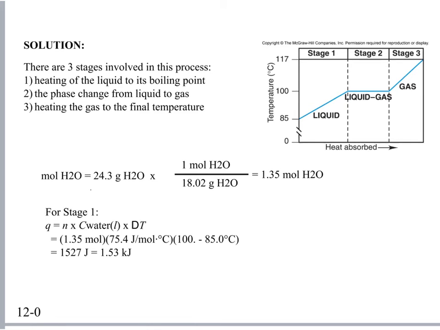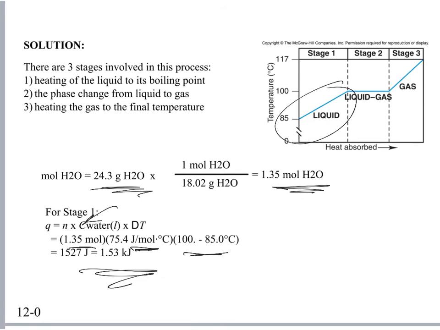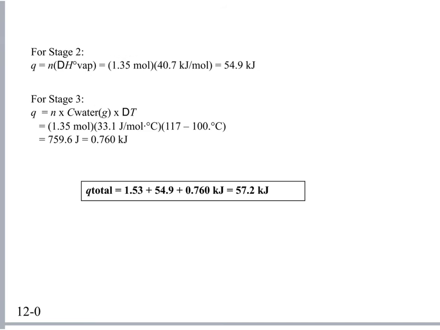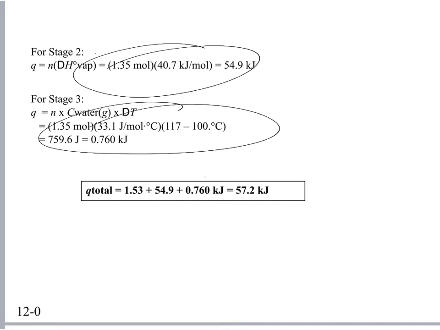One of the things they do is take the 24.3 grams and convert it to moles, because the specific heat that they gave you is in joules per mole. If you know the moles times the joules per mole and the delta T, you can get the kilojoules for stage 1. Stage 1 was heating up the liquid. Stage 2 was doing the delta H of vaporization times the number of moles, and stage 3 was heating up the vapor. So you have 3 different terms that all add up to an answer here of 57.2 kilojoules.